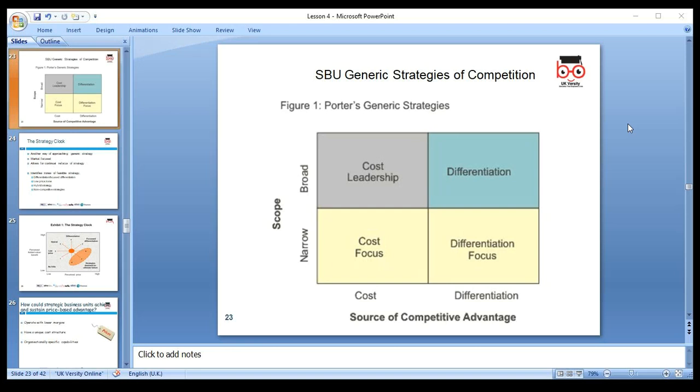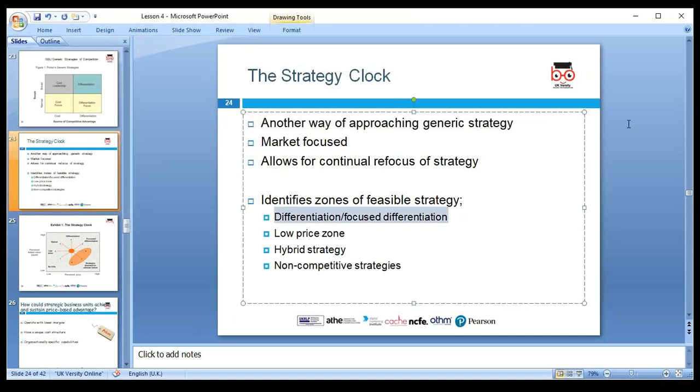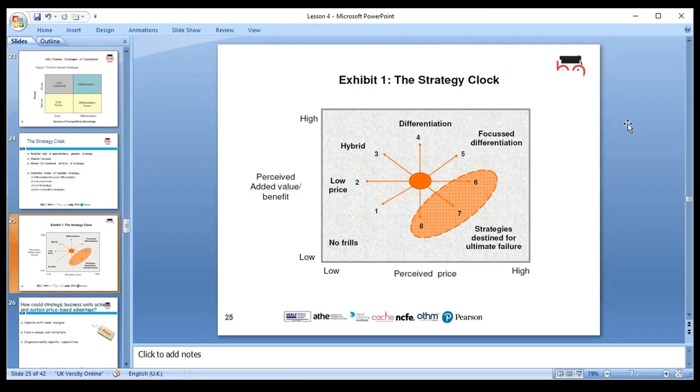Okay, so cost leadership, cost focus, differentiation, and differentiation focus. Ryanair is the example of cost leadership. Apple is an example of differentiation from other mobile phones. Another model is the strategy clock, where we look at differentiation focus, low price zone, hybrid strategy, and non-competitive strategies. This is the strategy clock we can look at and apply to various airlines, and this model is being used.